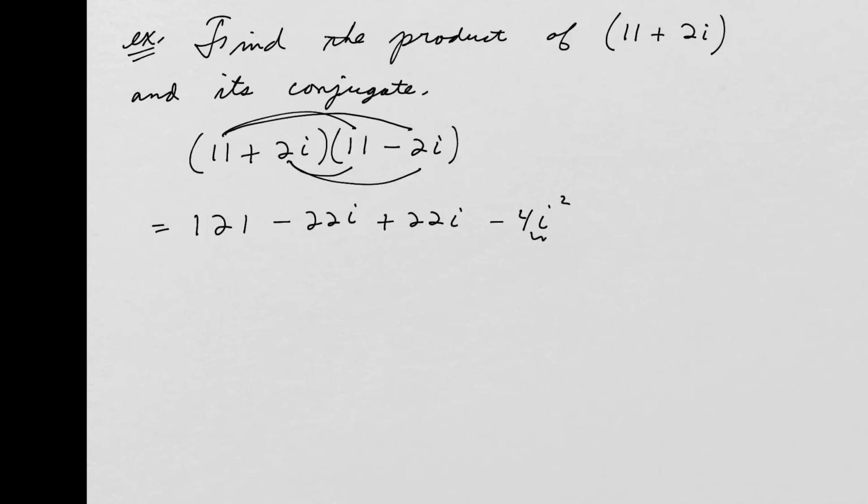Well, remember, i squared is negative 1. The i terms are gone, right? Negative 22i plus 22i is 0. So this is going to be 121. And then negative 4 times negative 1 is plus 4. And that's just equal to 125. So you end up with just a real number, right? There's no imaginary part anymore.